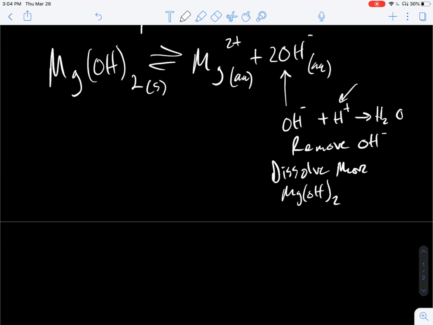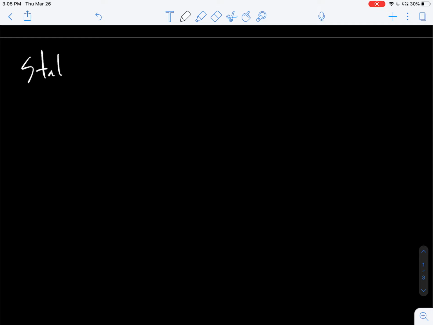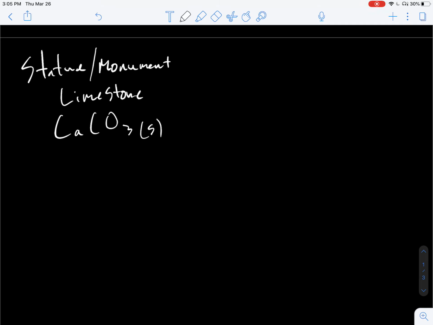So let's think of a situation where maybe we have a statue or a monument, and it's made out of limestone, which is calcium carbonate. Okay, so I've got this surface of the statue. And let's suppose I have some rain droplets.